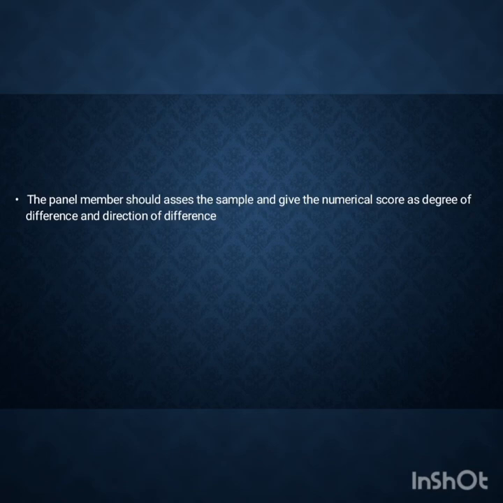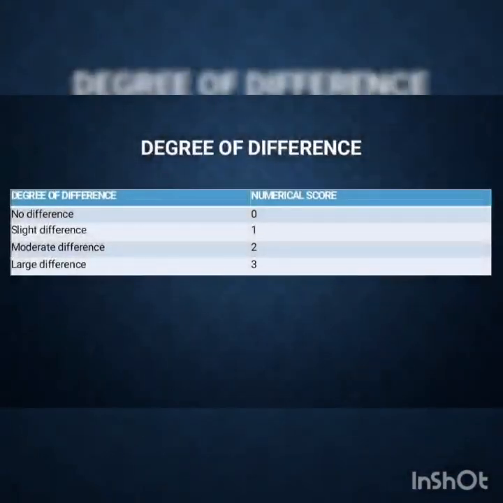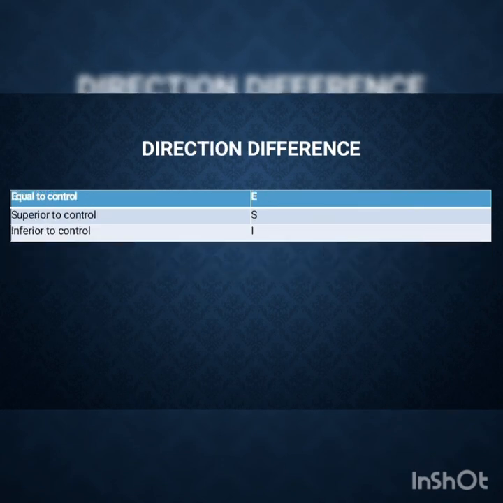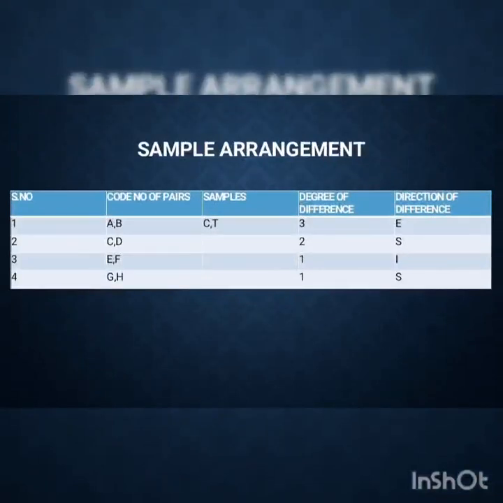Then the two sample difference test. Here 4 pairs of coded samples are given, and 2 pairs will contain 1 control and 1 test sample. Then the other 2 pairs will contain only 1 sample without any control. So the panel member should assess the sample and give the numerical score as degree of difference or direction of difference.